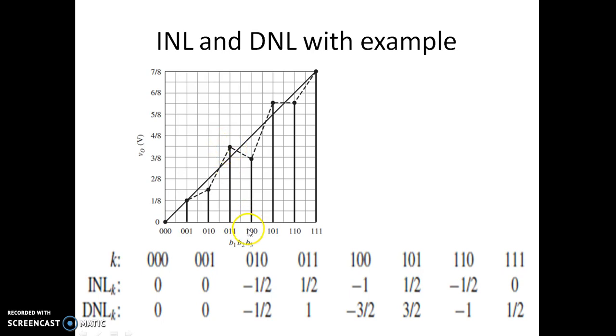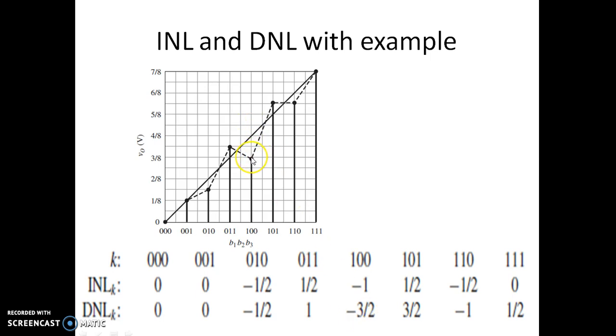Now for the next bit it is 100. From this it was supposed to go over here. So this is the actual output expected, but we are getting it here. Compared to this value it is 1.5 times down. So 1.5 LSB down. So that's why we write for 100, the DNL is minus 3 by 2. So why it is minus 3 by 2 is, this is the actual value. For the next bit, this would have been 1 LSB up, which would have been here. But actually the output is over here, which is actually from this point 1.5 LSB down. So that's why it is minus 3 by 2.